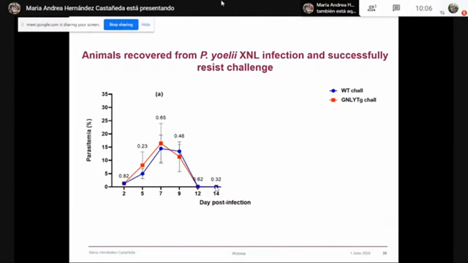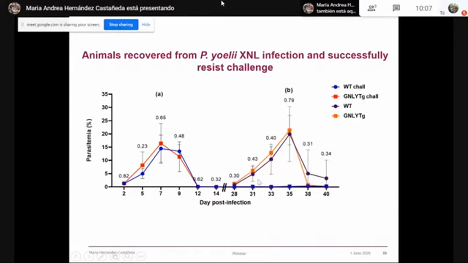So then we decided to repeat the experiment. So we infect again 5 females wild type and 5 females granulysin transgenic mice, and I also decided to reinfect these animals. And then I see exactly the same pattern, that is around day 7, or in this case around day 9, there was a peak in the parasitemia. So you see around 20% of the parasites, but again it declined, and after day 12 or day 14 I don't see any parasites anymore in the blood. But in the case of the ones that I reinfected, the blue and the red, I didn't see any parasites during the whole experiment.